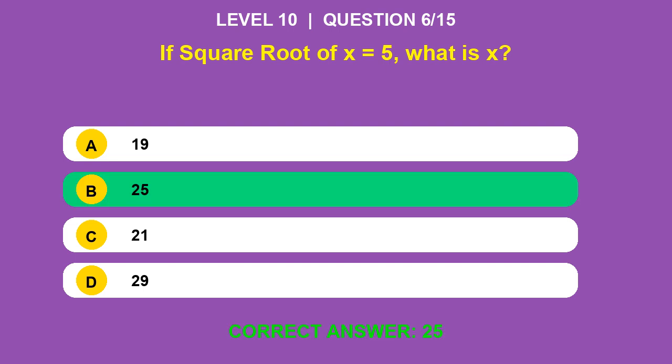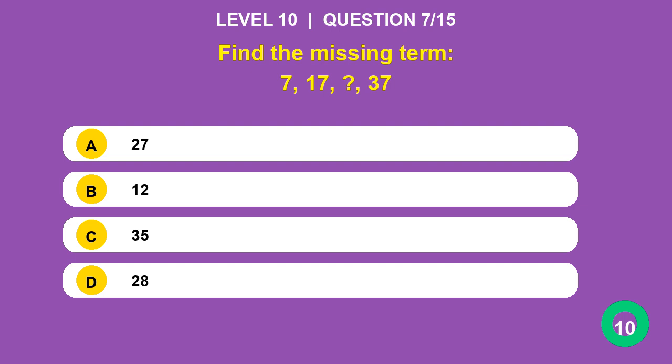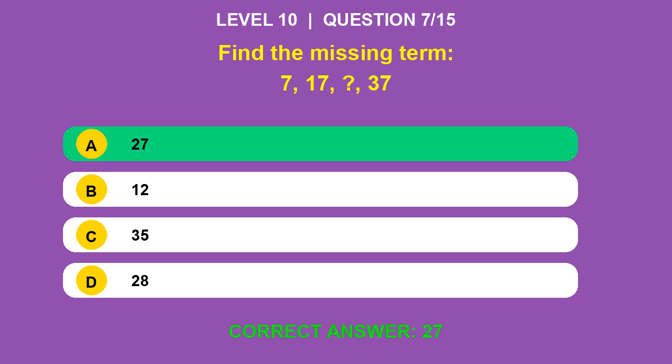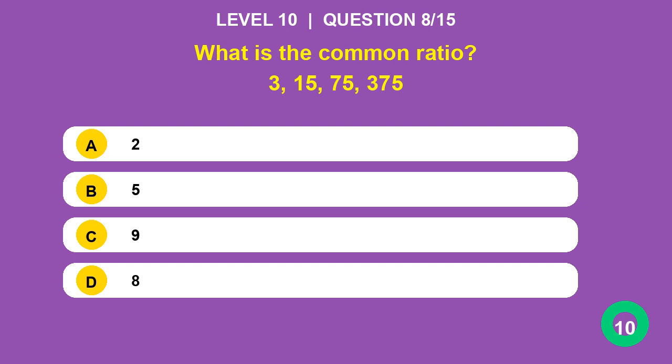Answer is 25. Find the missing term. 7, 17, 37? Answer is 27. What is the common ratio?